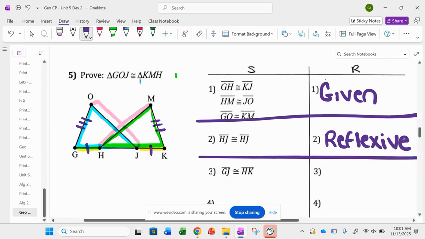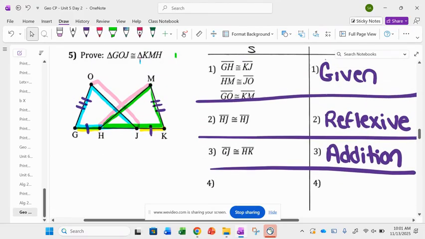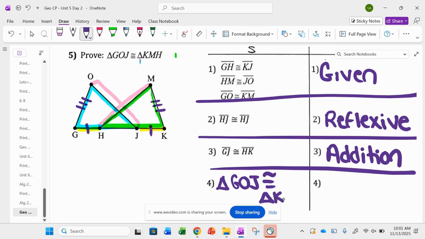And then I had GH, but I'm going to GJ. And I had KJ, but I'm going to KH. So I went from small to big. What is that? Small to big is addition. And now our last statement is to prove the triangles GOJ congruent to triangle KMH, and it is SSS, side, side, side.